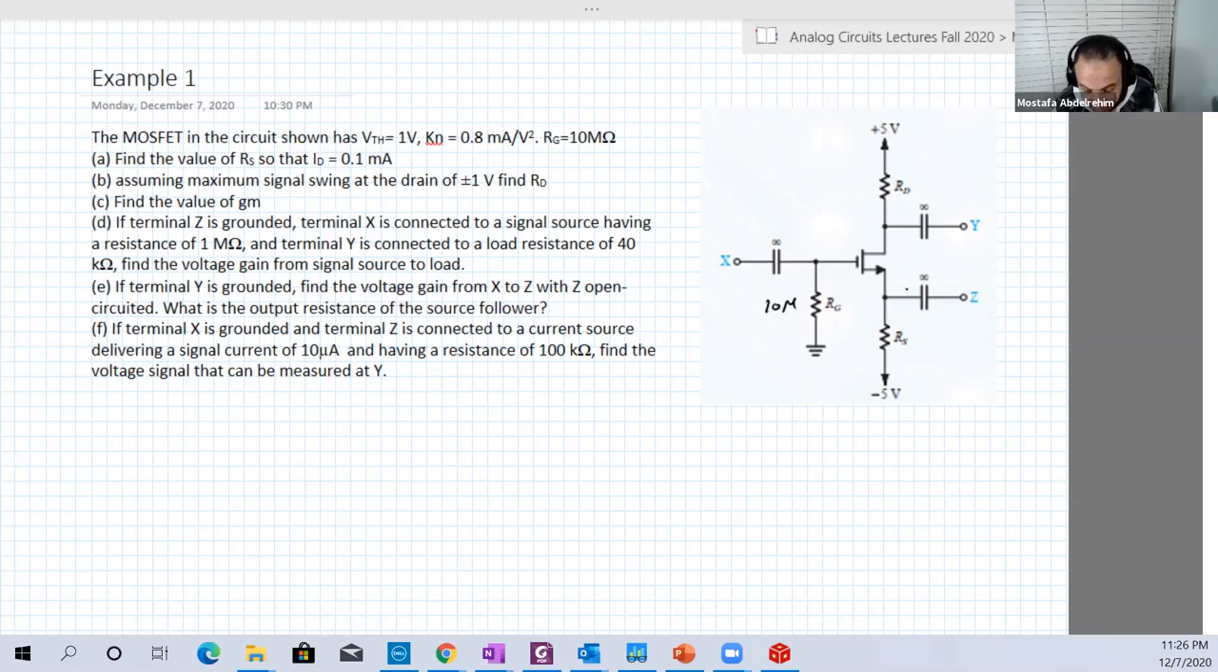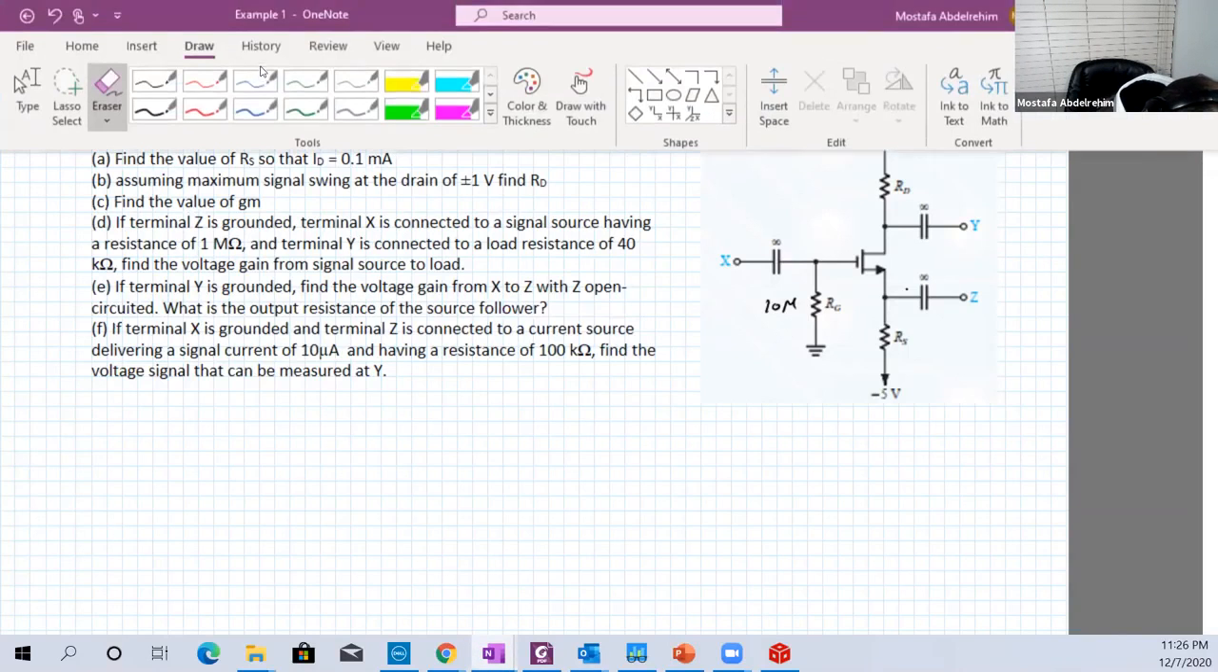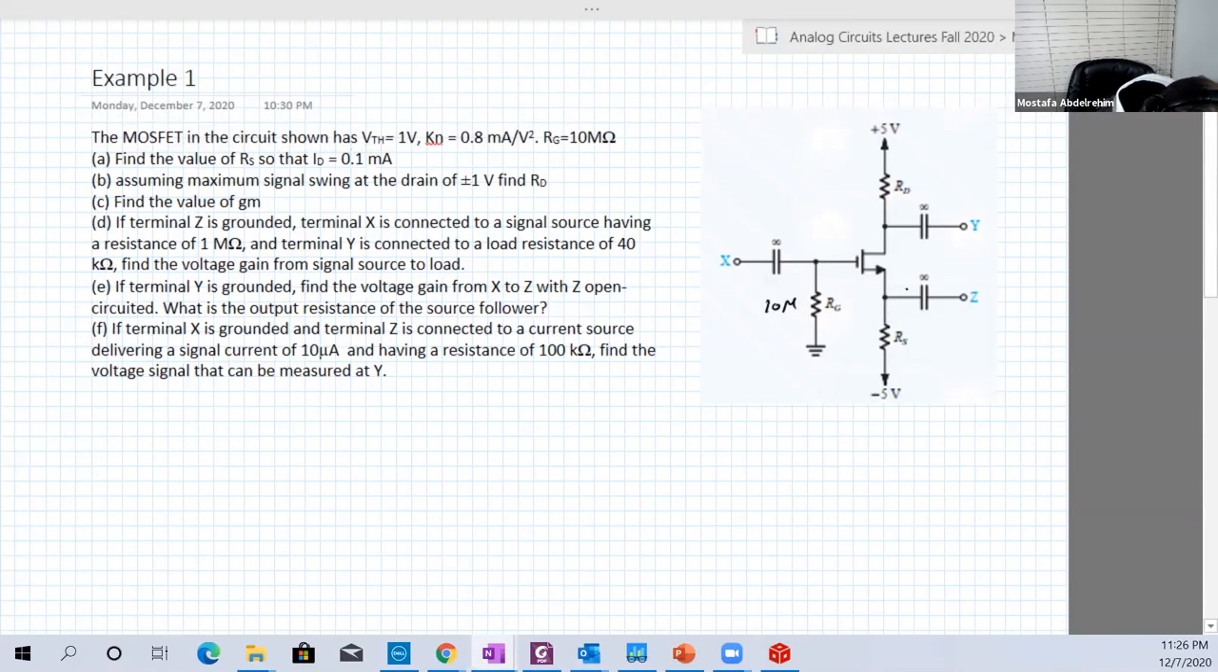We have here a transistor, and this transistor has V threshold of 1 volt, and gain is 0.8 milliampere per volt squared. In A, ID is known, 0.1 milliampere, and find RS. So find RS if ID is 0.1 milliampere.